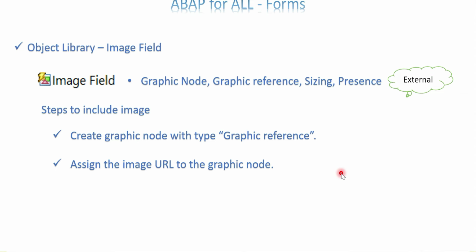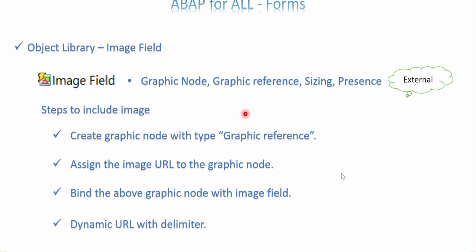So the next step, bind the above graphic node with the image field, same like the previous one. The binding has to happen between the graphic node and the image field, not where your URL or whatever is held in the data medium. So only the graphic node is to be bound with the image field. And it's a dynamic URL.